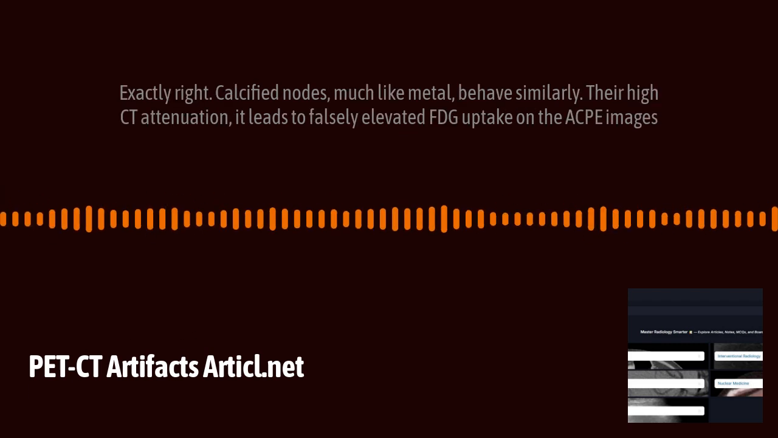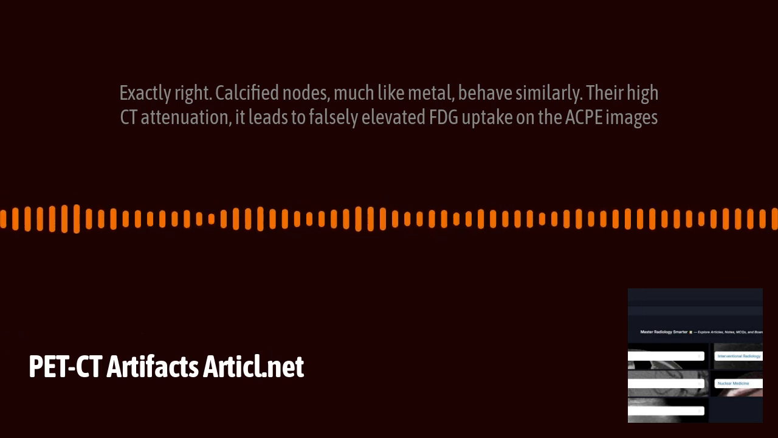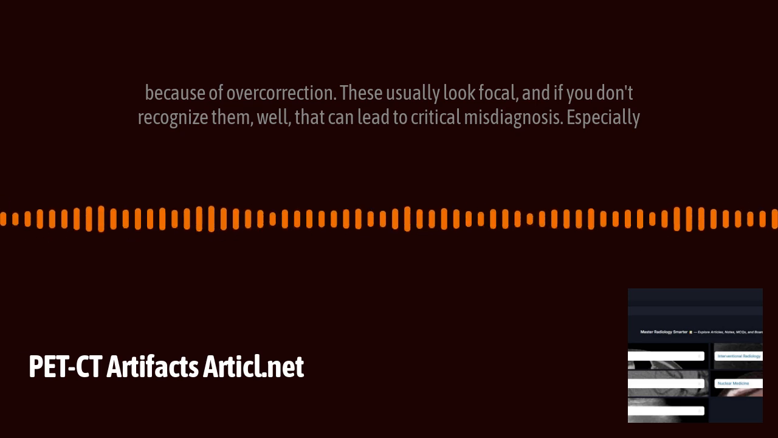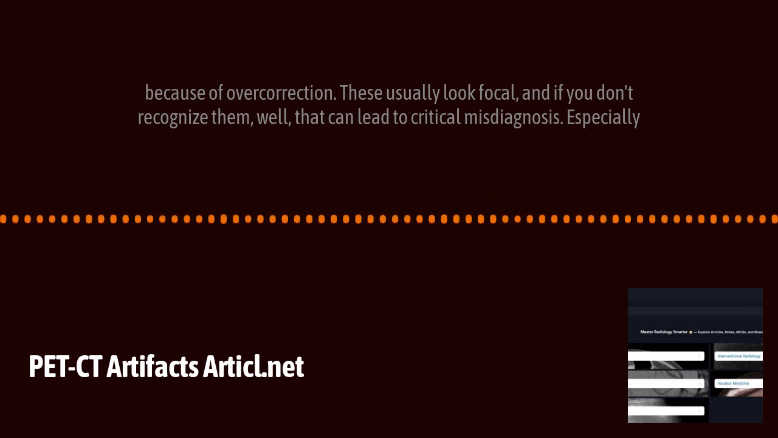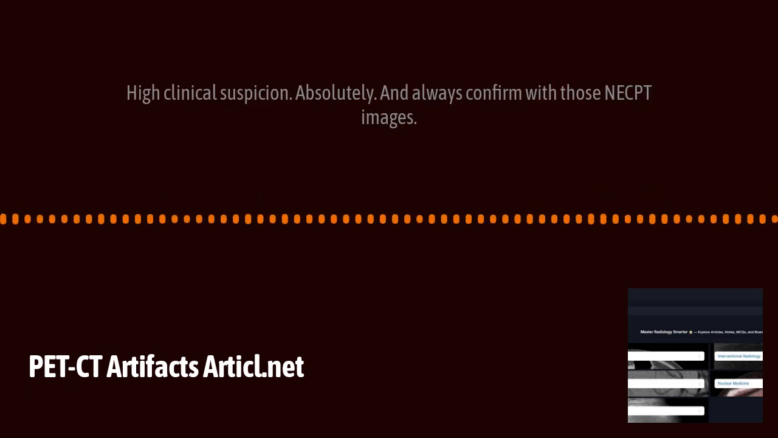Same kind of trap. Exactly right. Calcified nodes, much like metal, behave similarly. They're high CT attenuation. It leads to falsely elevated FDG uptake on the AC PET images because of overcorrection. These usually look focal, and if you don't recognize them, that can lead to critical misdiagnosis, especially in lung cancer staging. So the key is suspicion. High clinical suspicion, absolutely, and always confirm with those NAC PET images.